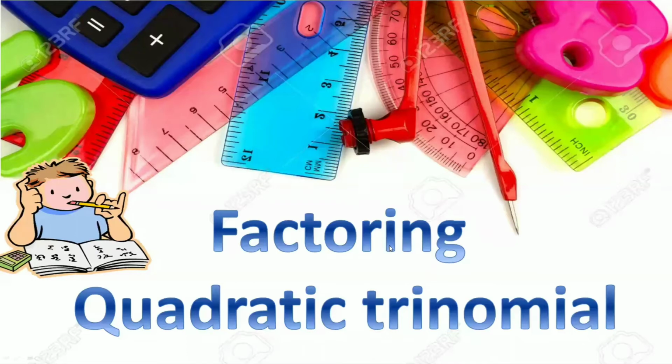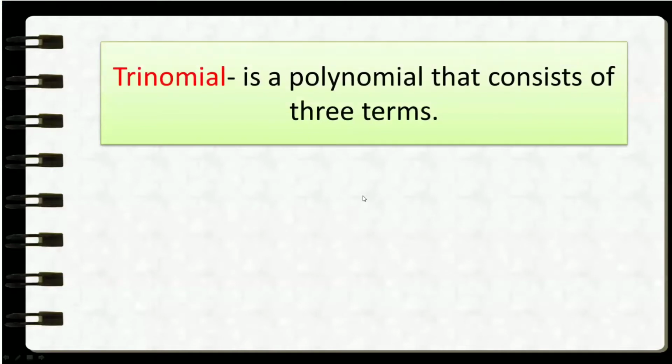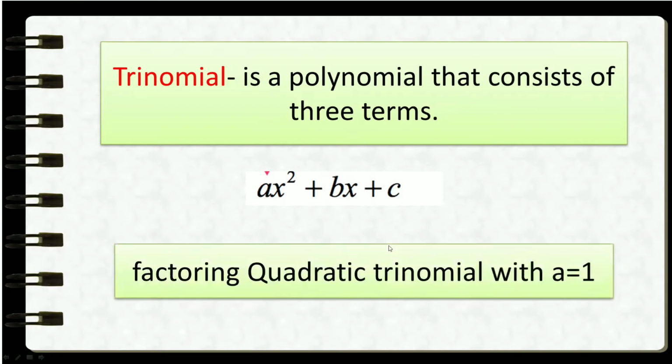Hi, sa video ito pag-uusapan natin ang factoring of quadratic trinomial. Pag sinabi natin trinomial, it is a polynomial that consists of three terms. Generally, the equation of our quadratic trinomial is ax squared plus bx plus c, where ax squared is the leading term, bx the middle term, and c is the constant. But sa video ito, magpo-focus lang tayo sa factoring quadratic trinomial with a is equal to 1.